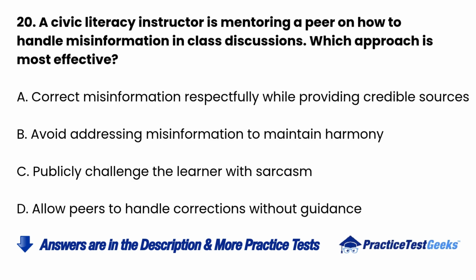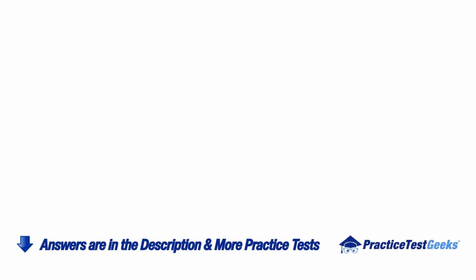20. A civic literacy instructor is mentoring a peer on how to handle misinformation in class discussions. Which approach is most effective? A. Correct misinformation respectfully while providing credible sources. B. Avoid addressing misinformation to maintain harmony. C. Publicly challenge the learner with sarcasm. D. Allow peers to handle corrections without guidance.